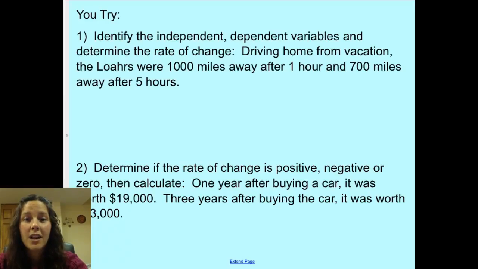Take a look at a couple of these U-Try questions, and we'll start with these as our warm-up tomorrow.